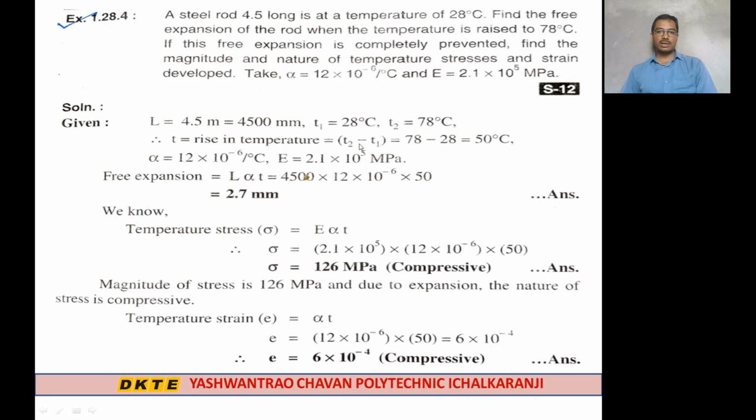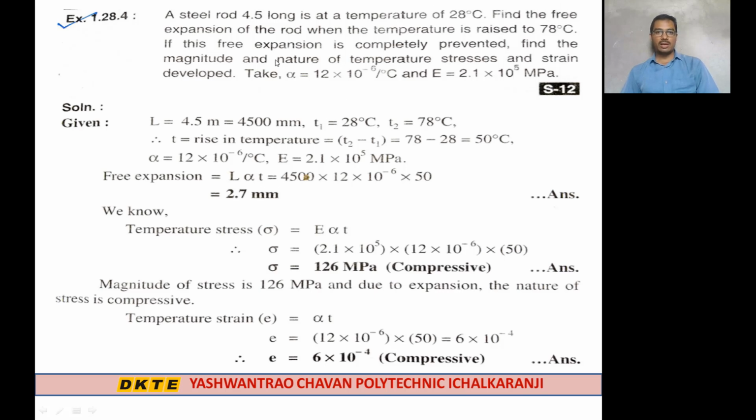Rise in temperature is T2 minus T1, that is 50 degrees centigrade. Alpha is given, E is given. First, find the free expansion. Free expansion means L alpha T, that is 2.7 millimeter.